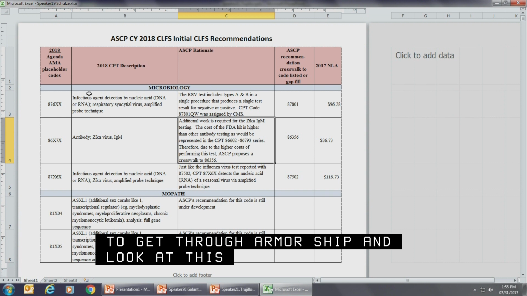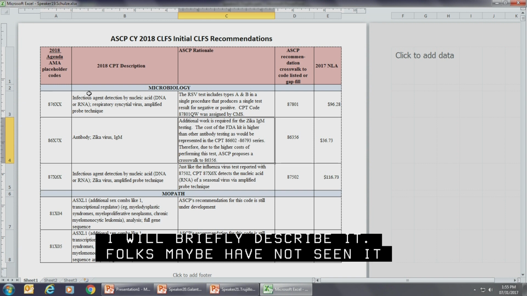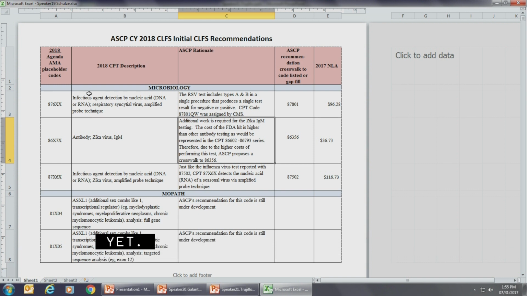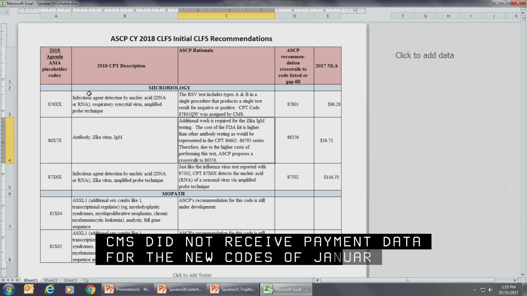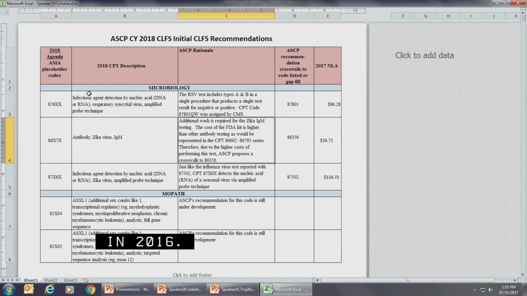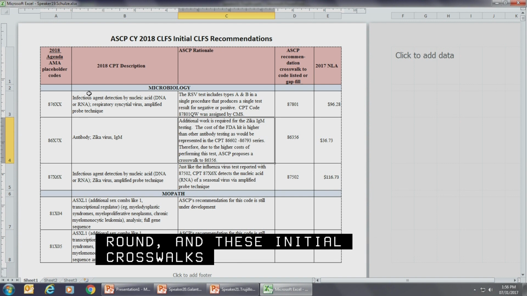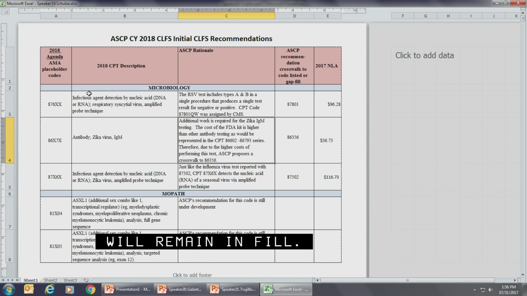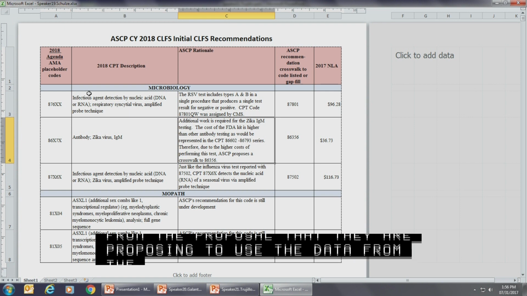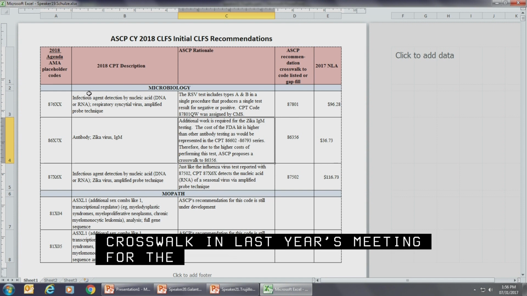It may be that folks maybe haven't even seen it yet. As we understand, CMS didn't receive PAMA data for the new codes that were effective January 1st, 2017, and this should be obvious because the data collection period, of course, was in 2016. I think we had understood that, okay, those will just go into the next round, and these initial crosswalks and gap fill rates will just remain until there's another round of reporting. Further, we understand from the proposal that they're proposing to use the PAMA data from the codes that served as the crosswalks in last year's meeting for the 2017 codes, and use that PAMA data to set the price for 2018.